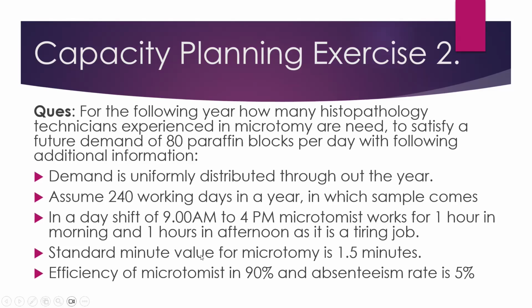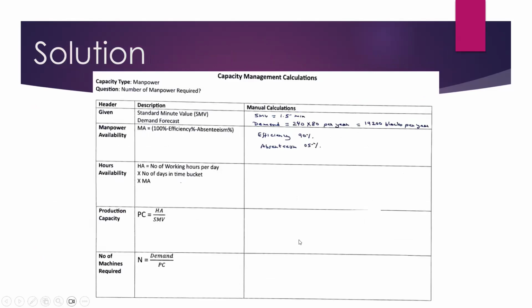In case of machine or equipment, it was cycle time. Here, in case of manpower, it is standard minute value. Efficiency of the microtomist is 90% and the absenteeism rate is 5%. So let us do the calculations. Again, I am using this format. So standard minute value here is 1.5 minutes. Demand forecast is 240 days multiplied by 80 blocks per day, or this is 19,200 blocks per year. So time bucket here is 1 year, or time horizon is 1 year.